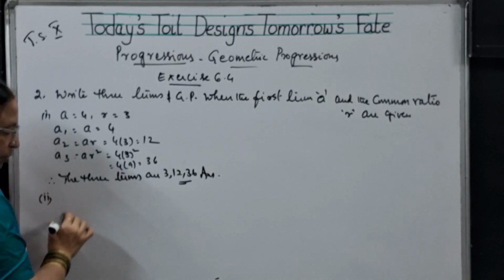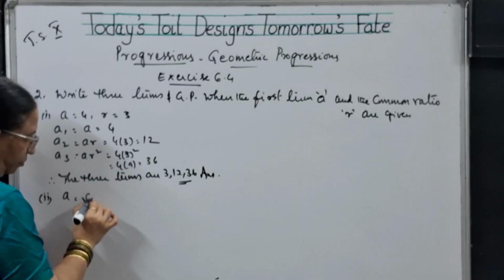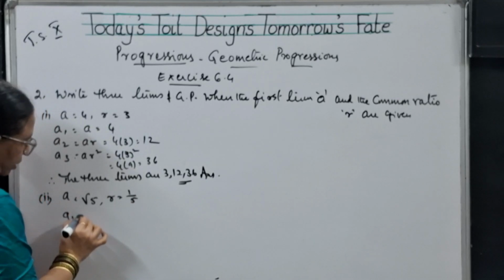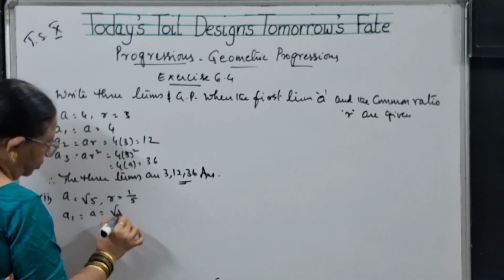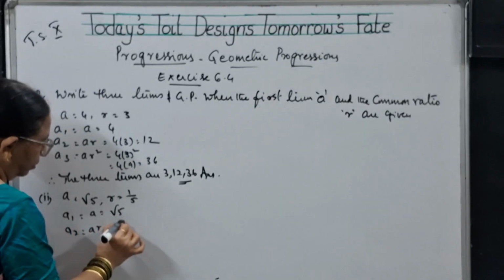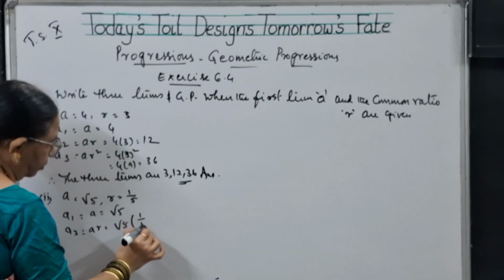And the second bit, A is root 5, R is 1 by 5. So A1 is A, that is root 5. A2 is A into R, root 5 into 1 by 5.